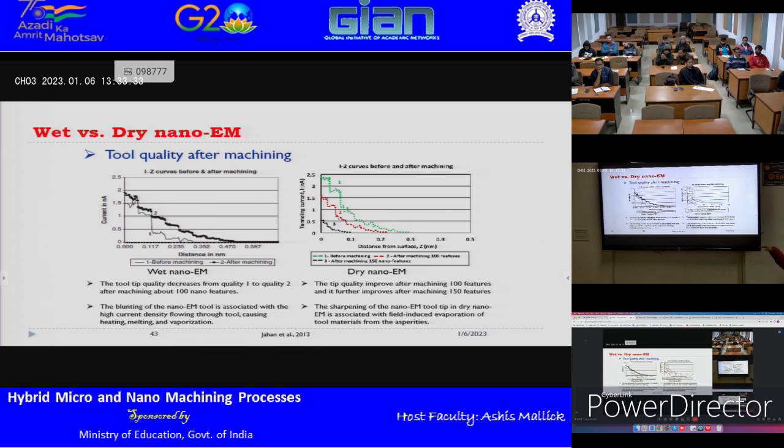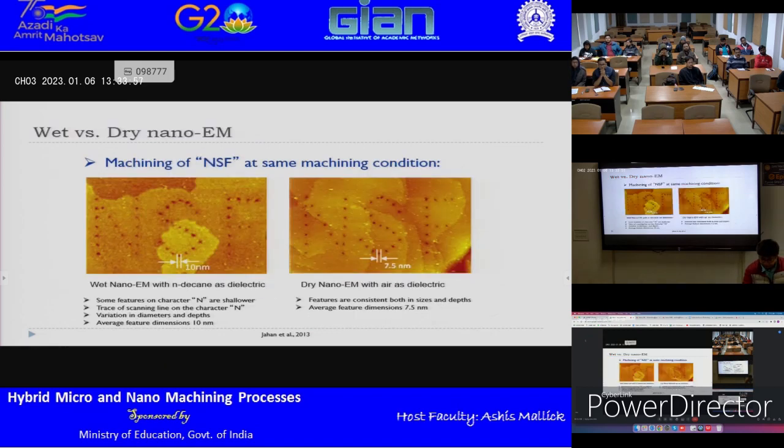So sharpening of the tip tool can be done in dry nano EDM, and I used to follow that once we developed the process. Even if we did wet EDM, we used dry EDM first, running it several times to improve the quality and check the quality, and when it was Q1, then we did wet EDM. So that's what we did, and this is something kind of new.